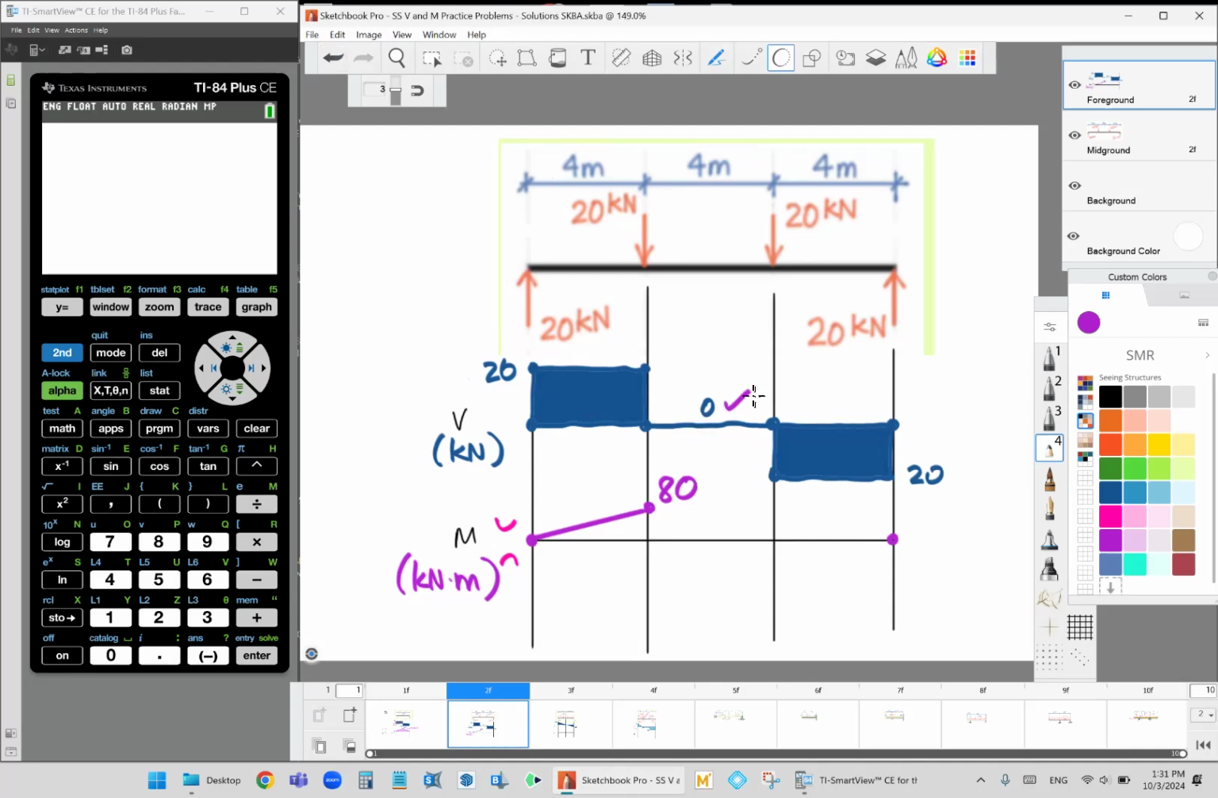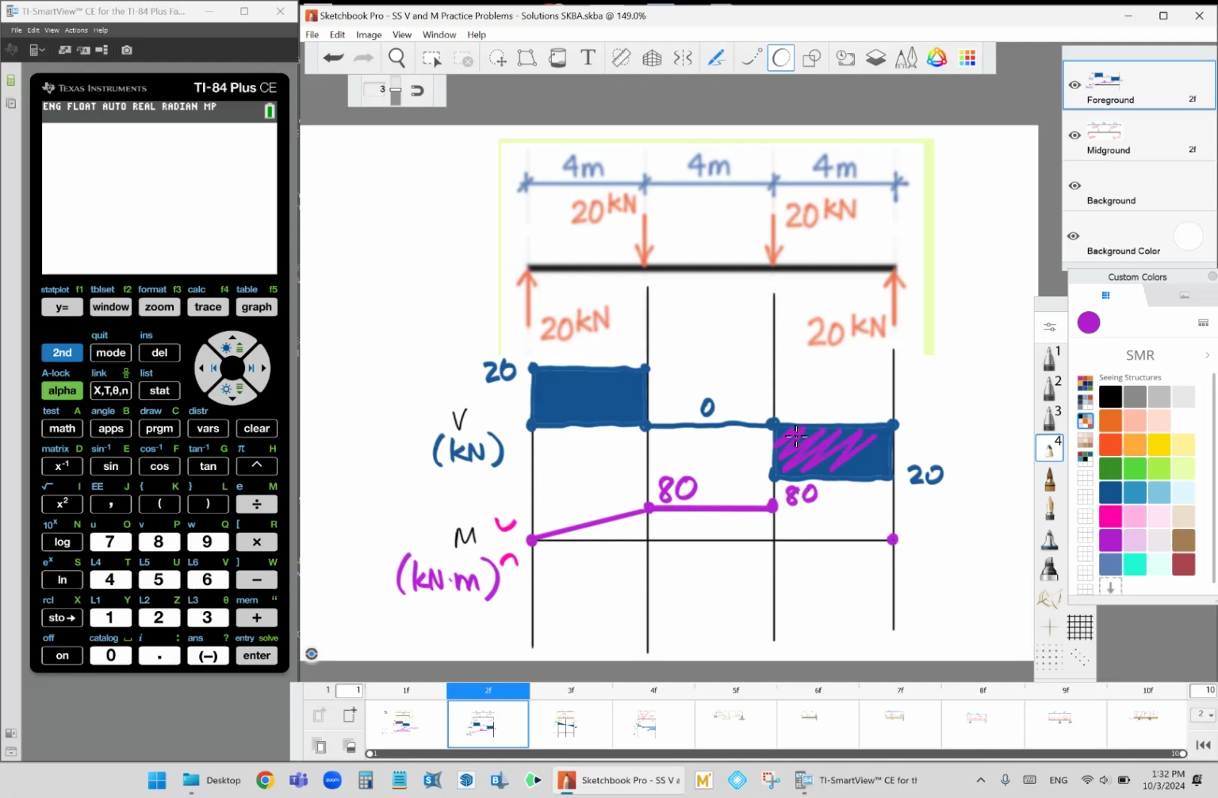For the middle segment, the 4-meter segment, I have 0 shear force. Integration of a function equal to 0 gives me a constant function. So there is no change in bending moment in the intermediate 4 meters of this beam. So constant function, so that's still at 80 right there. My line doesn't look perfectly horizontal, so use your imagination a bit.